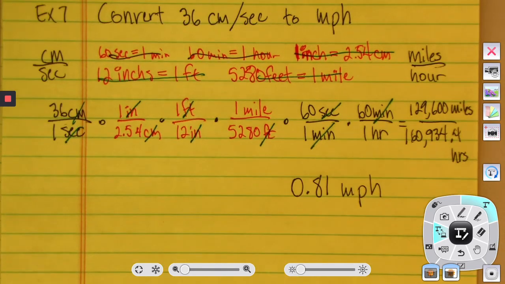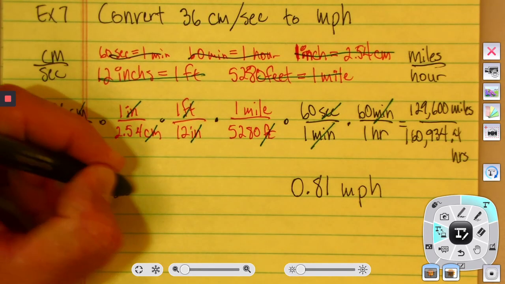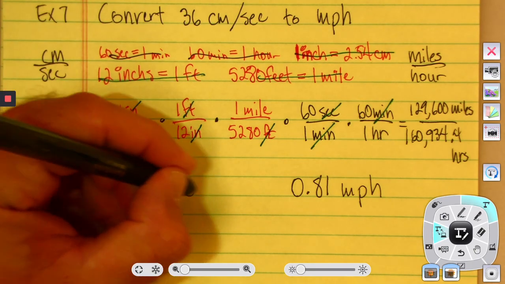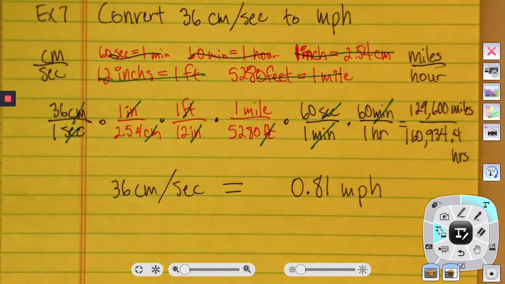So 36 centimeters per second converts to be 0.81 miles per hour. A problem that I wouldn't see that answer at all and would find it very difficult without some method, and that method is dimensional analysis. So that's how you use dimensional analysis to convert rates and make conversion of units.